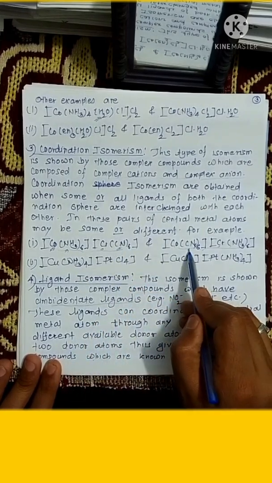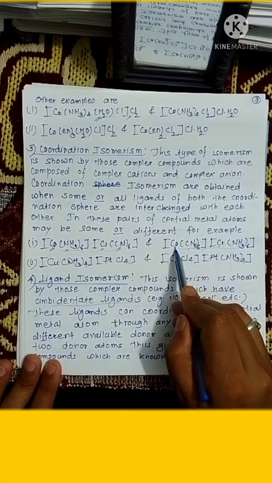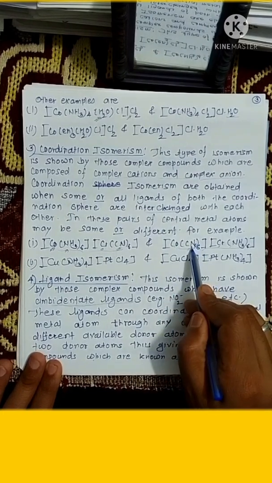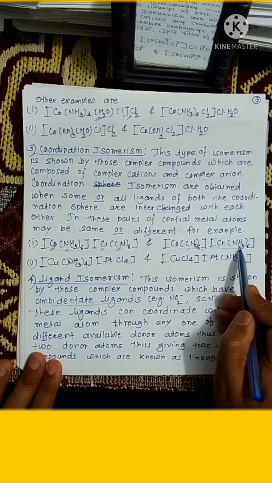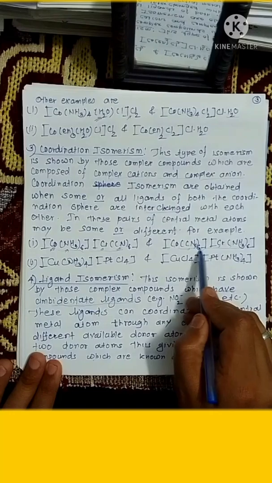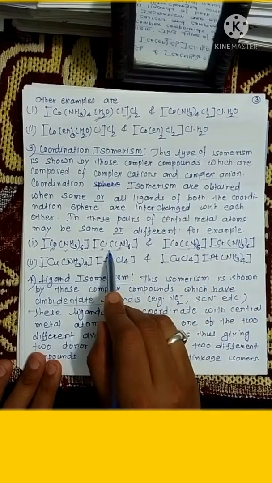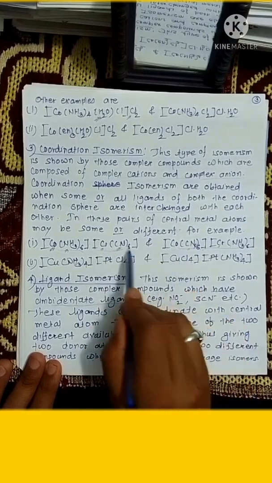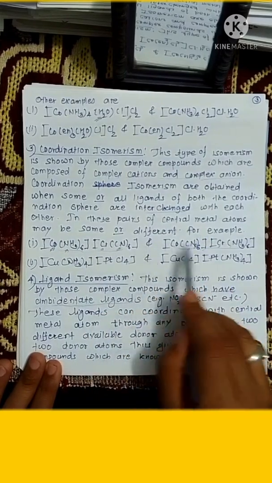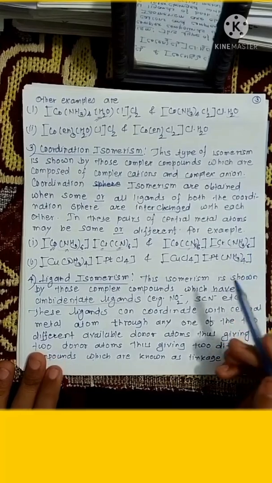Now just see this complex. In this complex, we simply see that cobalt is attached with 6 cyanide ligands, while chromium is attached with 6 amine ligands. So simply the interchange of ligands is taking place in these complexes, and that's why they are known as coordination isomers, and the phenomenon is known as coordination isomerism.